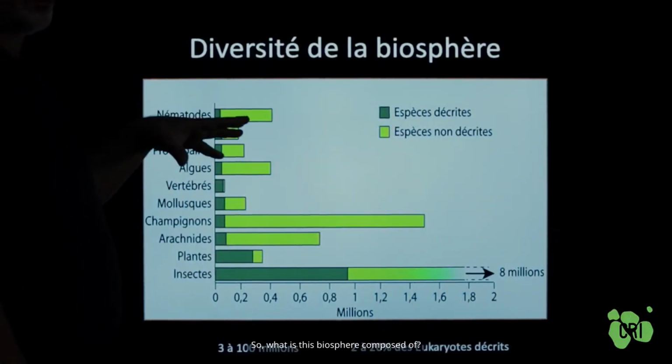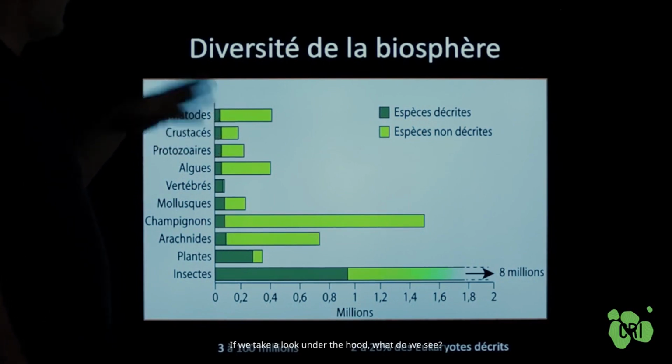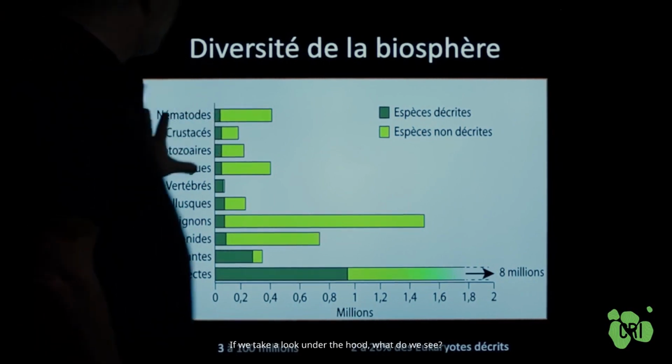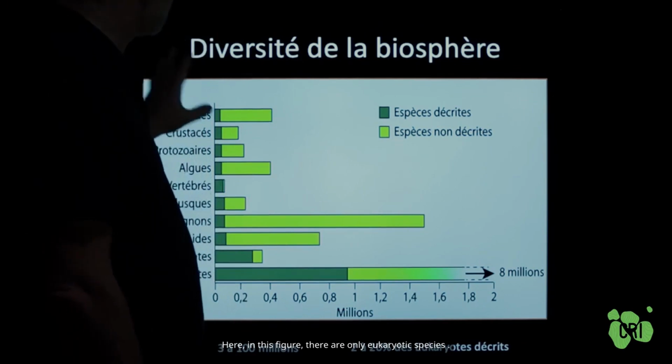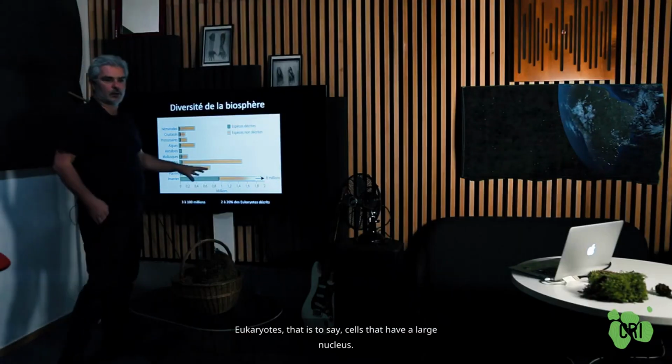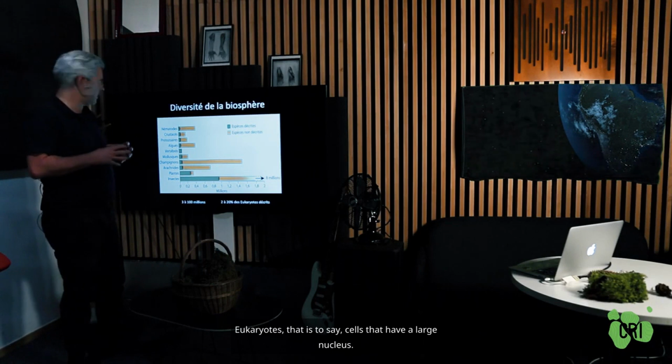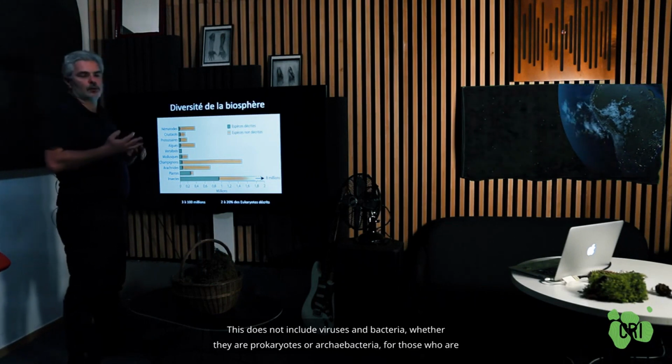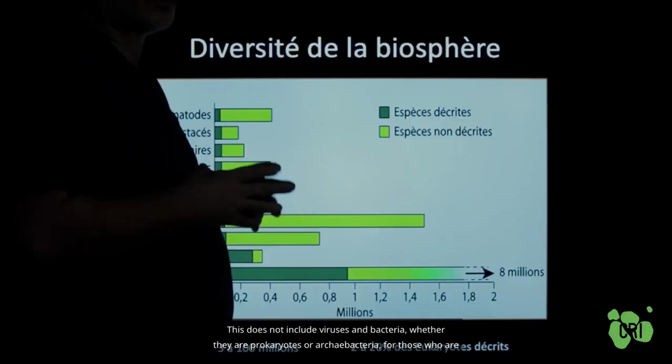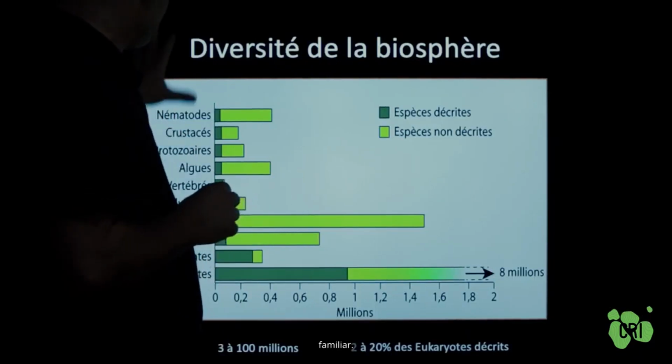So, what is this biosphere composed of? If we take a look under the hood, what do we see? Here, in this figure, there are only eukaryotic species. Eukaryotes, that is to say, cells that have a large nucleus. This does not include viruses and bacteria, whether they are prokaryotes or archaebacteria, for those who are familiar.